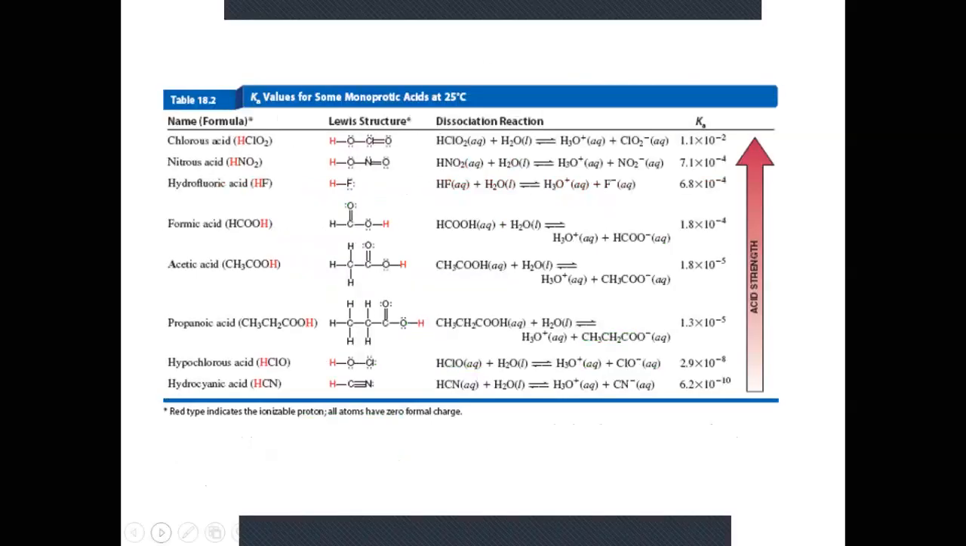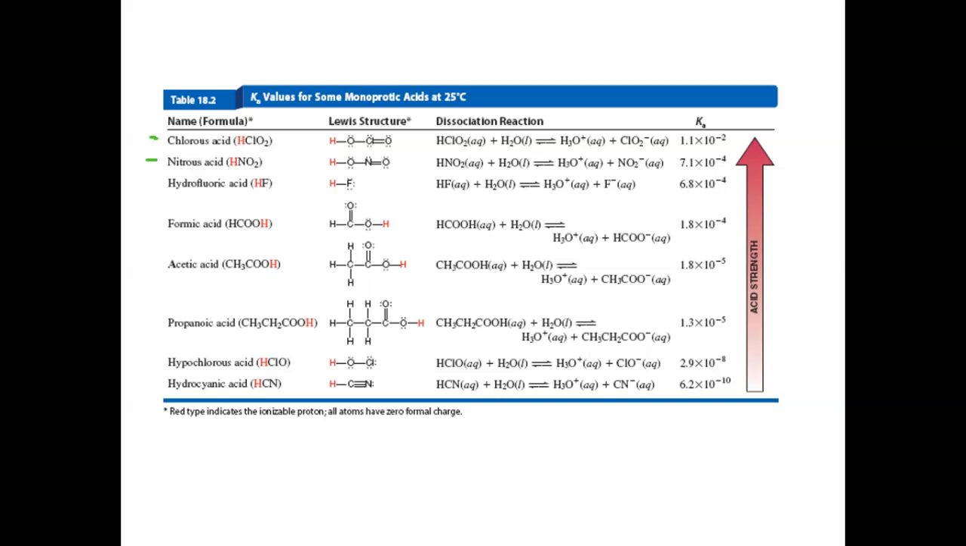And this is just a chart. So at the top of the chart, we have our very strong weak acids, such as chlorous acid. Then nitrous acid, hydrofluoric, formic, acetic acid, propanoic. These are the moderate weak acids. And then we have some very weak acids.